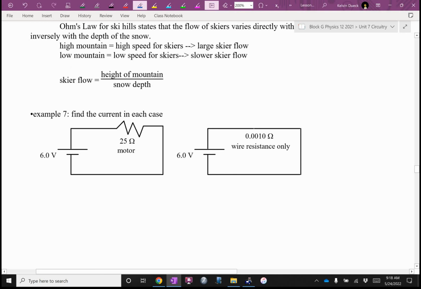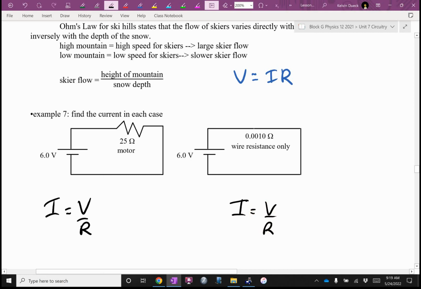Example 7 says find the current in each case. So typically when we're solving circuits, we'll think or write V equals I times R. Eventually you'll just think that, but let's write that. What's example 7 wanting me to find? What letter was current, V, I, or R? How would I get the I by itself then? How will I move the R over? So, I equals V over R.